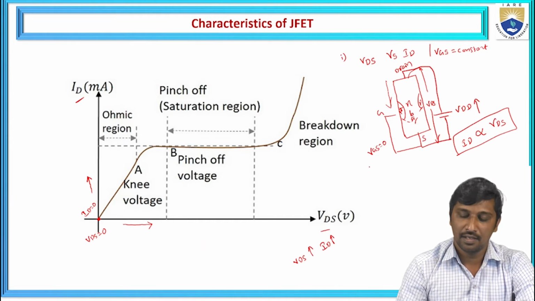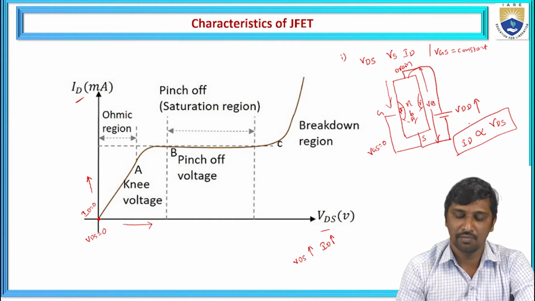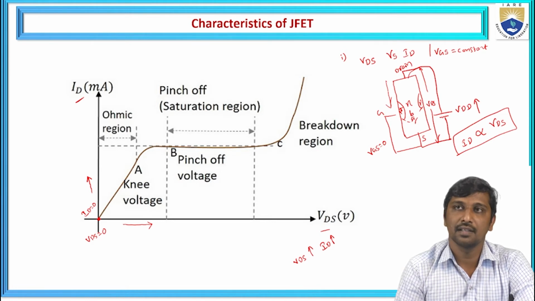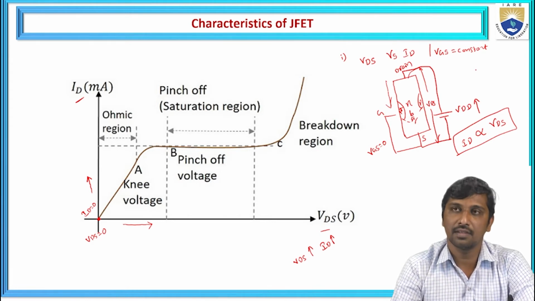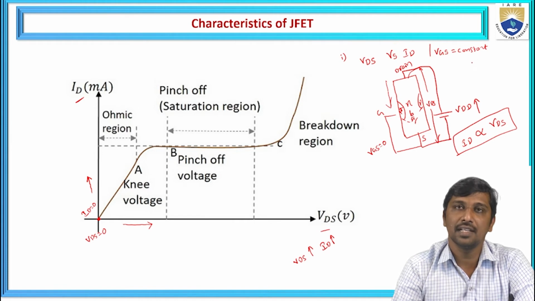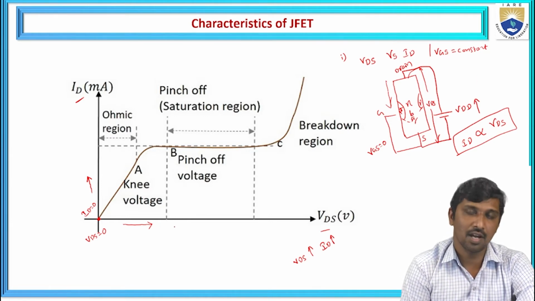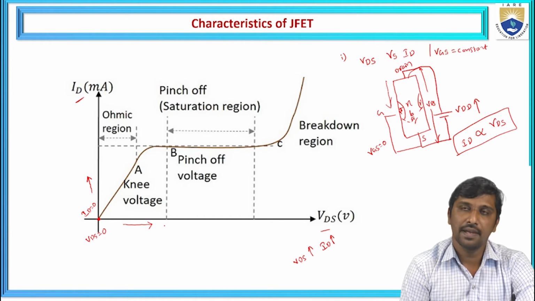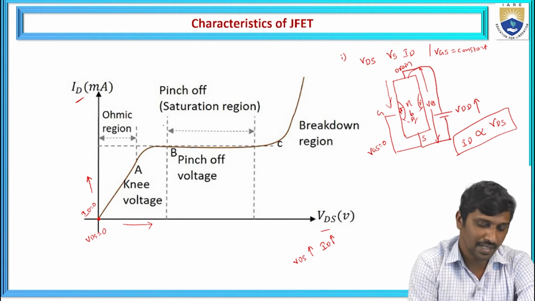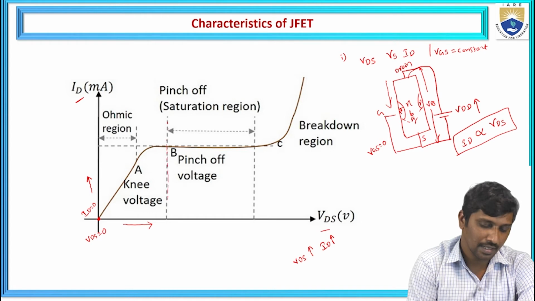And when we apply the maximum voltage, meaning the maximum current, the drain current depends upon the number of majority charge carriers as well as the conductivity of the channel and the cross-sectional area of the channel. Due to this, if I apply a very large biasing voltage, the drain current becomes maximum. That state is called saturated.